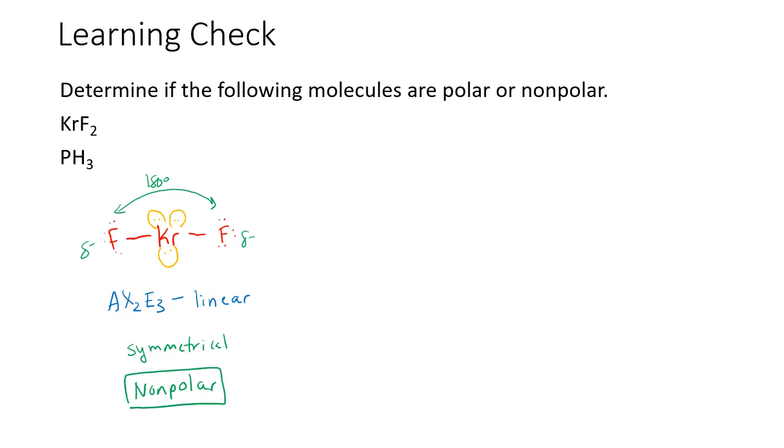PH3 is our last example. If we draw the Lewis structure for PH3, we'll have phosphorus in the middle. Hydrogen can't be a central atom. We'll have 8 electrons to place. So that means there's going to have to be one lone pair on our phosphorus atom. Our VSEPR class will be AX3E, and this is going to be a trigonal pyramidal shape.